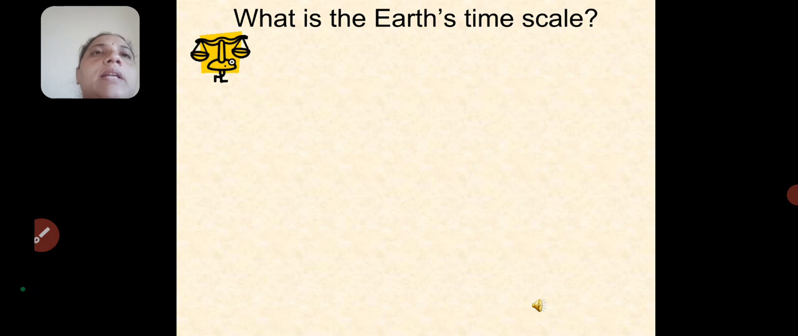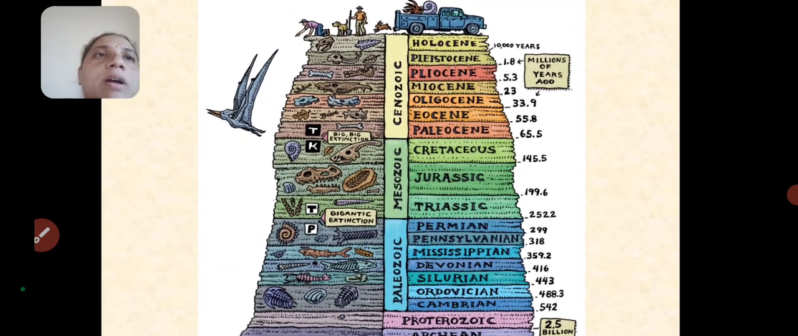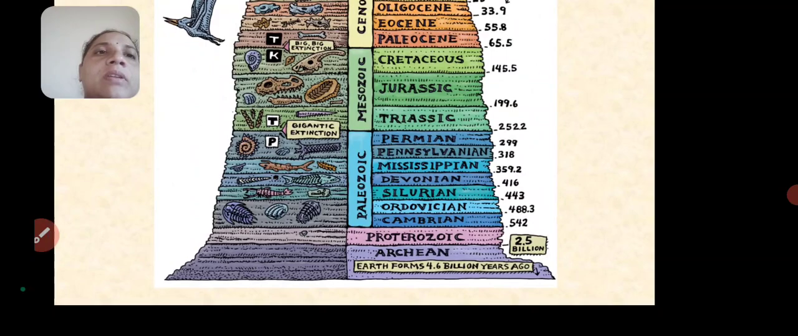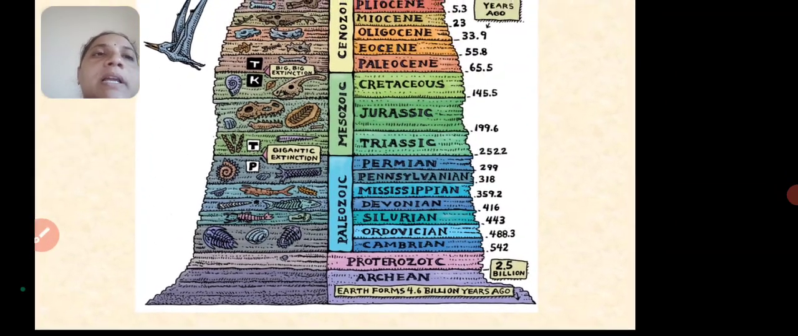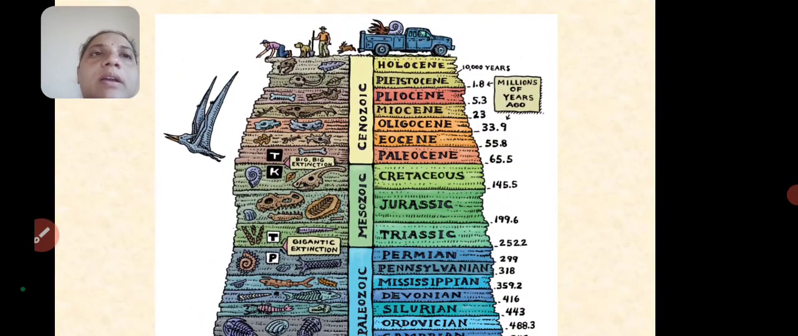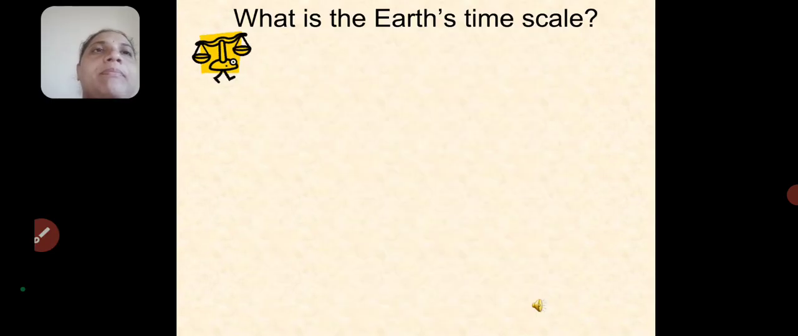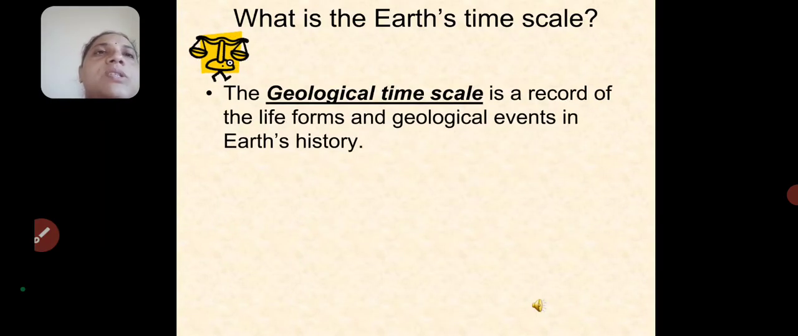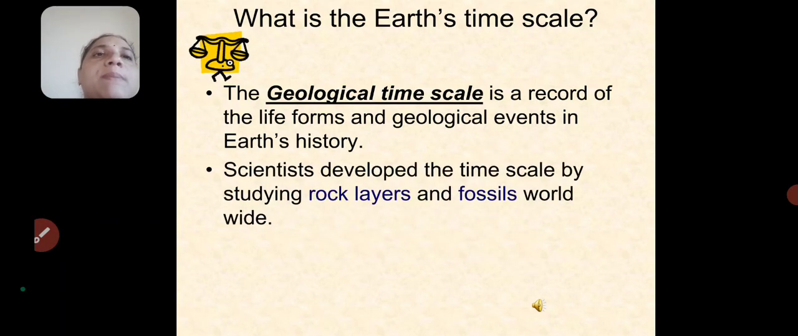So, what is the Earth time scale? The Earth time scale is: the Earth formed 4.6 billion years ago, and it carries different eons, eras, periods like this. So the geological time scale is a record of the life forms and geological events in Earth's history. Okay, ma? Scientists developed the time scale by studying rock layers and fossils worldwide. Some of the rock layers and fossils will be found.